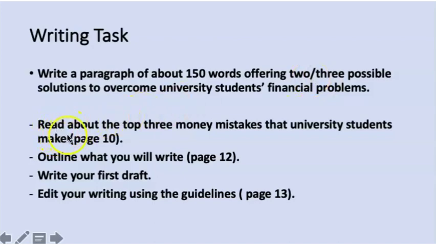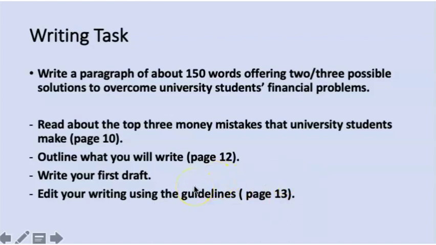You should read about the top 3 money mistakes that university students make on page 10. Here you will have some background information about the problem. Then you will outline what you will write. You have an outline on page 12 that you can use. Then you should write your first draft, and after you finish writing, you should edit your writing using the guidelines on page 13 before submitting your paragraph to your teachers.